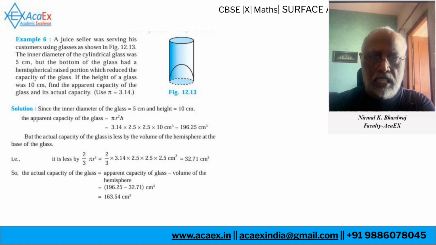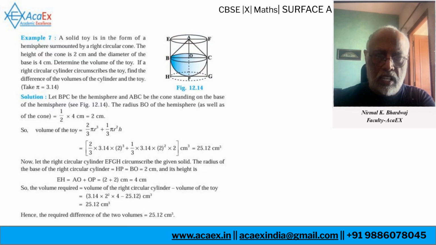The volume of the raised hemispherical portion is given by 2 divided by 3 times pi times r cubed. The calculation is 2 divided by 3 times 3.14 times 2.5 cubed, which is 32.71 cubic centimeters. The actual capacity of the glass is the apparent capacity minus the volume of the hemisphere. This is 196.25 minus 32.71, which equals 163.54 cubic centimeters. Example 7. The solid toy.